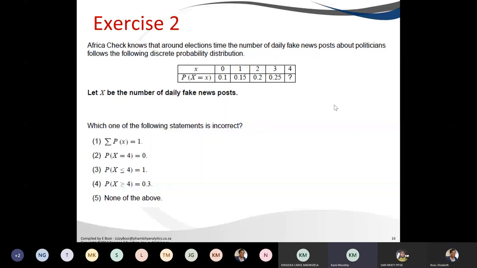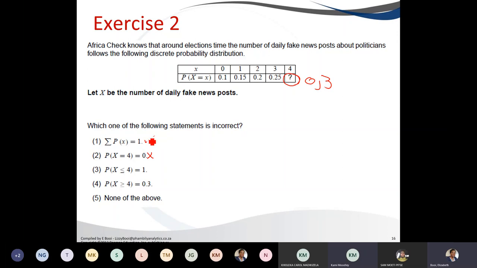Okay, so for the first one, I said it is correct, because if you add all of them together, they should come to one. And what did you get? For number four, I got 0.3. Okay, so that is correct if you add all of them up. Then I said number two is incorrect. Why is it incorrect? Because I said four would actually equal 0.3. So this is the incorrect one. But we can go through the rest of them.